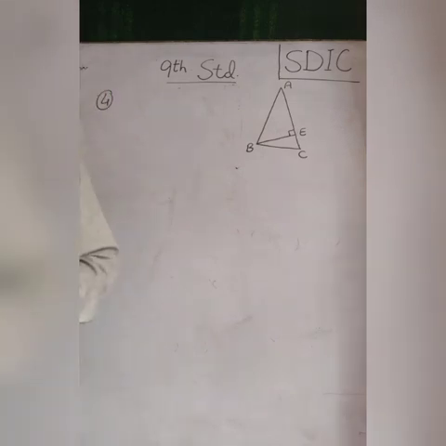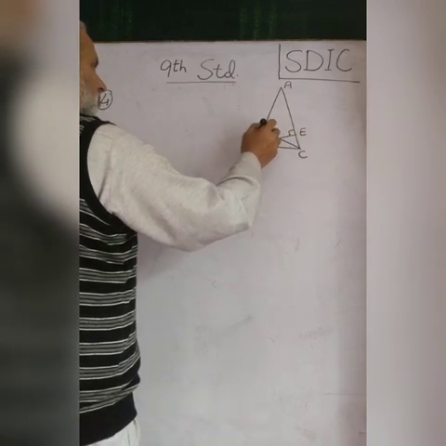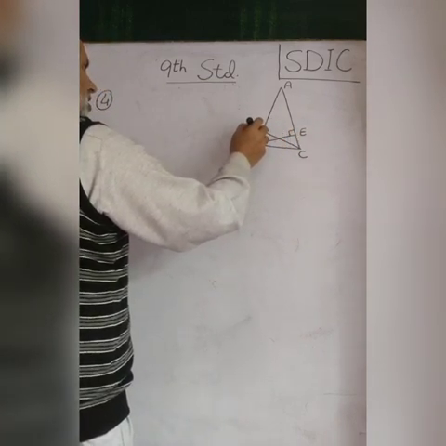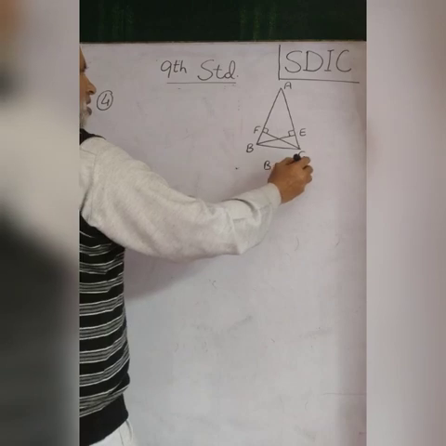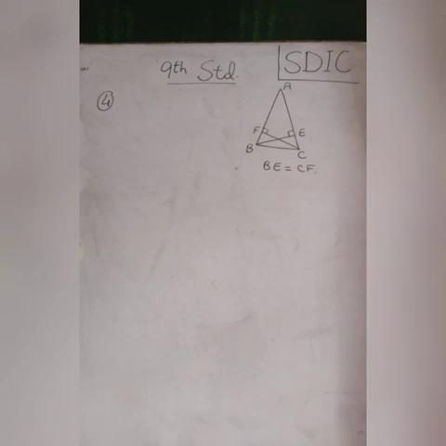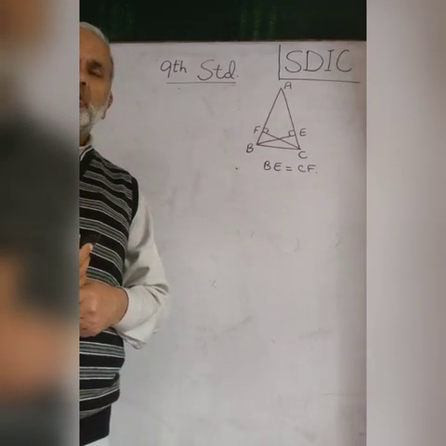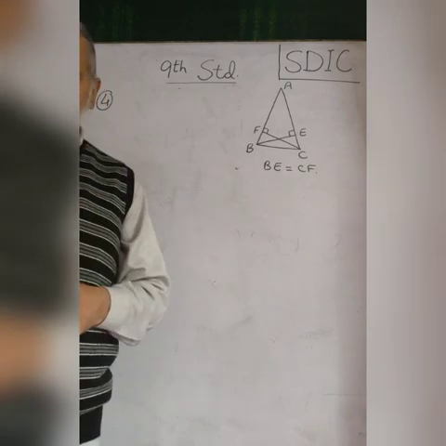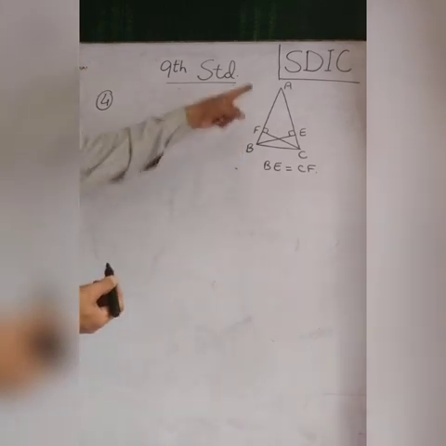BE is one altitude. CF is another altitude drawn from vertex C to the opposite side. Angle here is 90 degrees, CF. And it is given that these altitudes are equal. BE is equal to CF. It is given to us. Using RHS congruency rule. The congruency rule also is given here. You have to use that congruency rule. You cannot use the congruency rule of your own choice now, because the name of the congruency rule is given there. You have to use that rule itself. RHS congruency rule. Prove that the triangle ABC is isosceles. You have to prove this is an isosceles triangle. Two sides are equal.